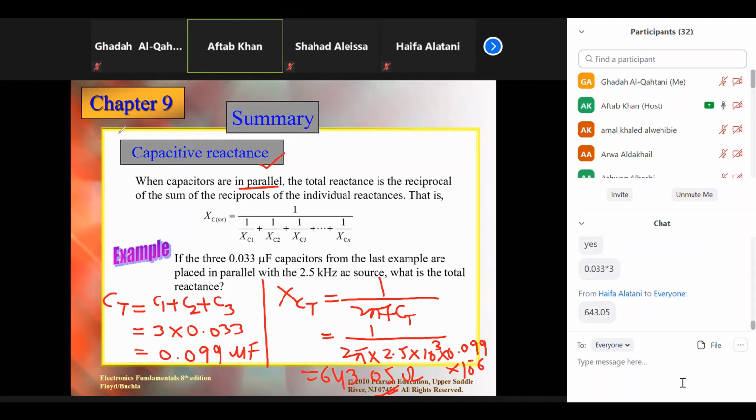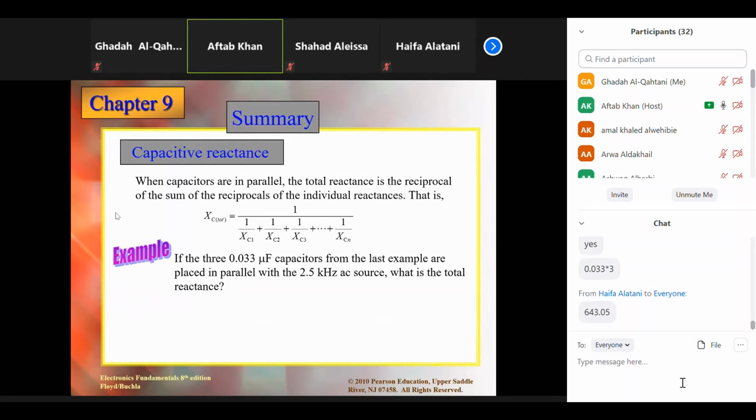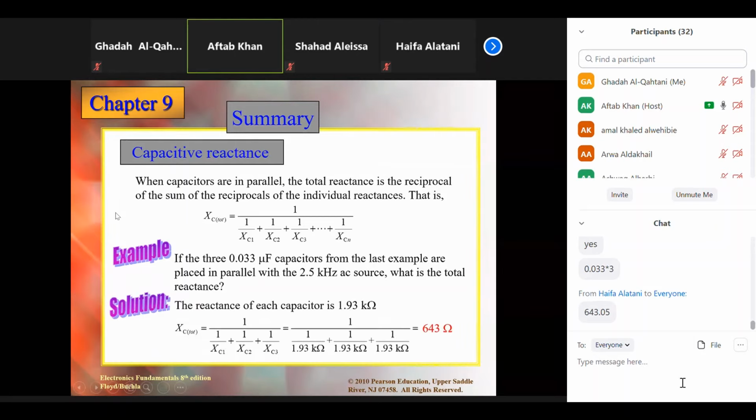Now see how they are calculating here. So 643.05, and see this approach. They calculate XCT first this way, because they already know XC is 1.93. So they just apply the formula, one over the sum of the reciprocals. So it's up to you how you want to calculate: first calculate the capacitance, or directly calculate XCT. Hope you have an idea of what I wanted to explain in the previous examples. We have different approaches. So this is capacitive reactance, girls.